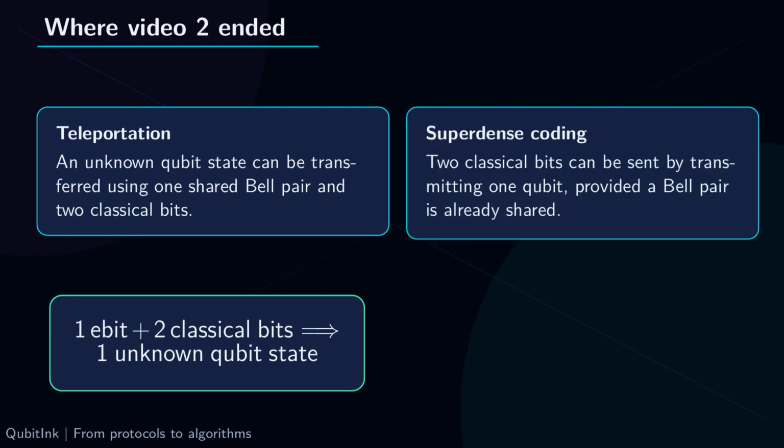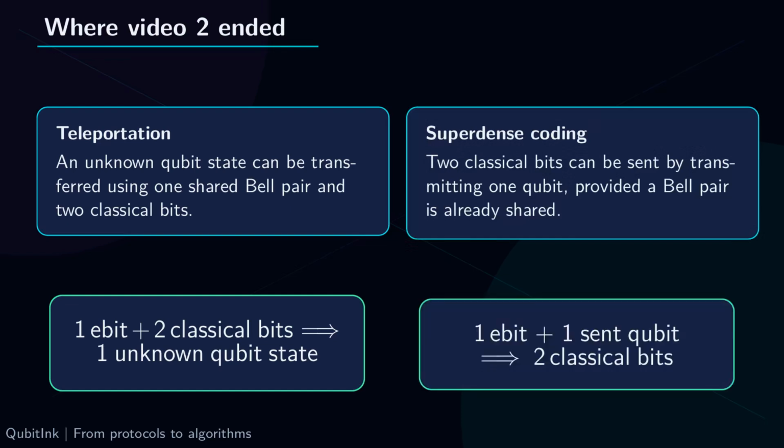Superdense coding reverses the resource logic. With one shared Bell pair, sending one qubit can communicate two classical bits. These examples show that entanglement is not only a strange correlation. It is an operational resource for information processing.